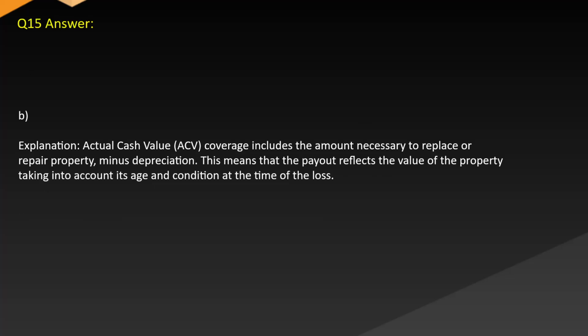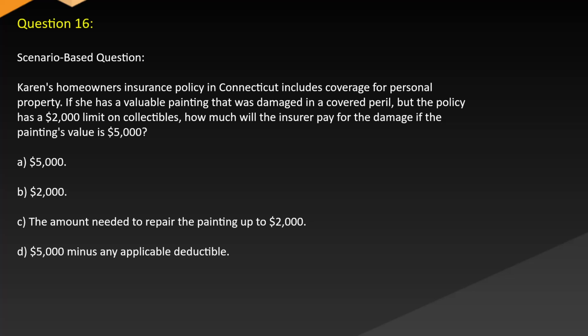Answer: B. Explanation. Actual cash value (ACV) coverage includes the amount necessary to replace or repair property minus depreciation. This means that the payout reflects the value of the property, taking into account its age and condition at the time of the loss.